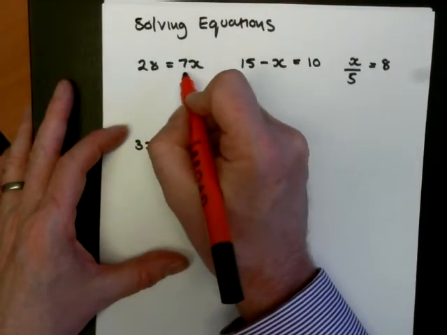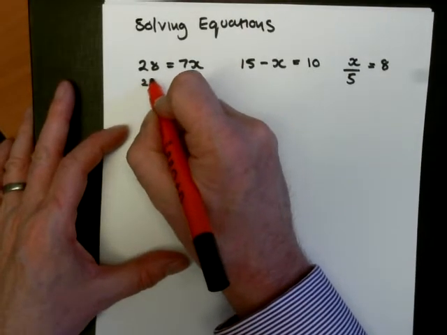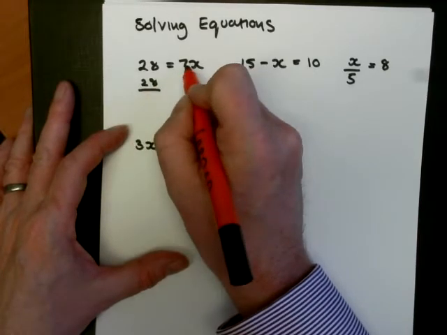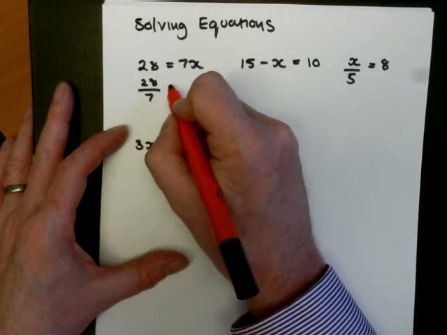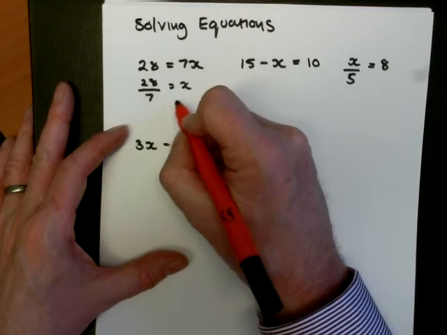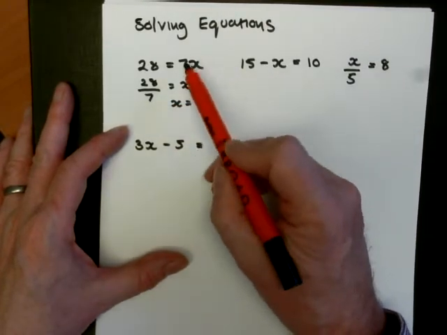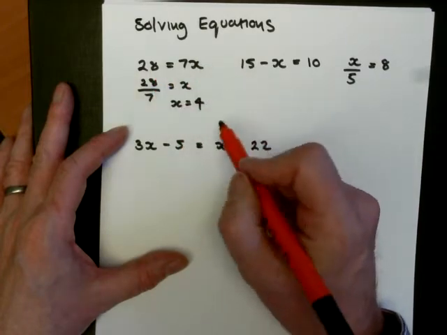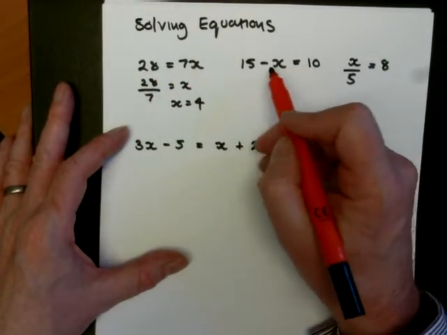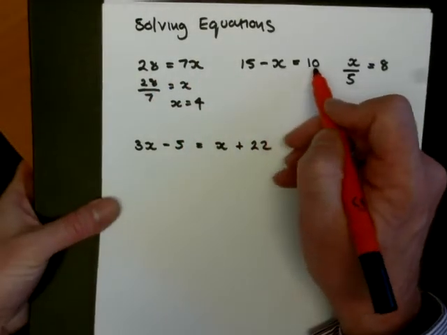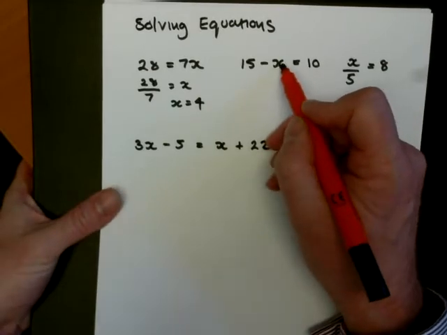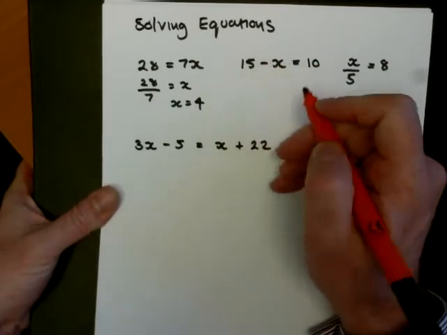You could do it by moving the 7 across to the left-hand side. If it's multiplying on one side, it divides on the other, and that would give us x equals 4. You can always check, 7 fours makes 28. Come to the next one, we've got 15 subtract x equals 10. You should know that the answer would be 5 because 15 take 5 is 10.